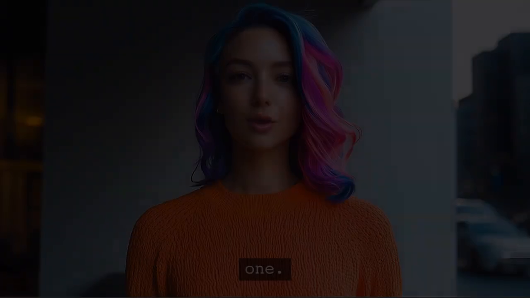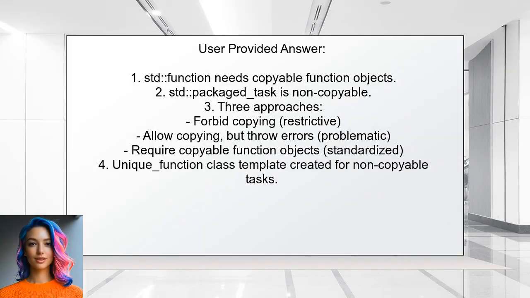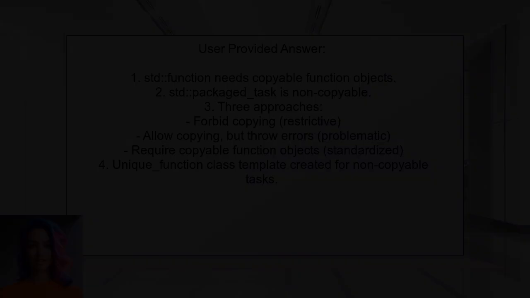Let's explore another one. The user explains that the issue arises because std::function requires its contained function object to be copyable. However, std::packaged_task is not copyable. They outline three approaches to handle this: forbidding copying, allowing copying but throwing runtime errors, or requiring all function objects to be copyable. The third approach is the one that was standardized, but the user has created a unique function class template that forbids copying, as their use case often involves non-copyable asynchronous tasks.